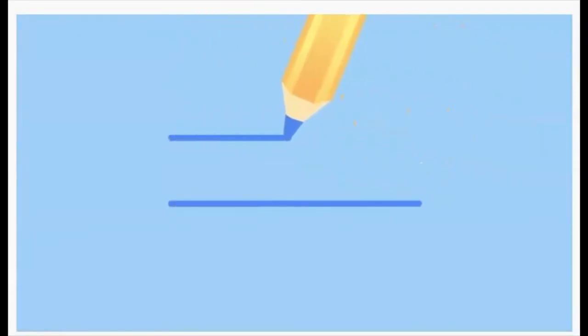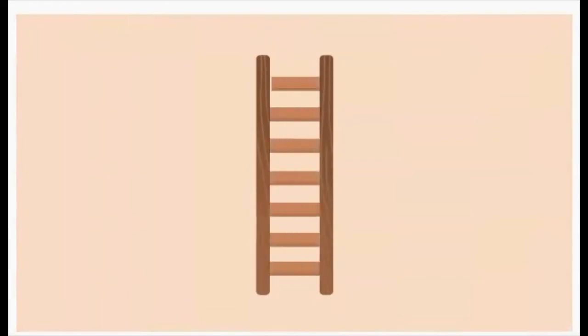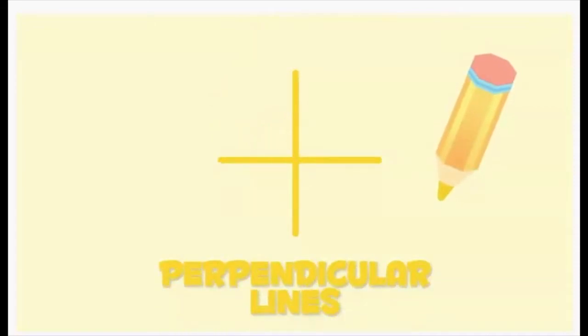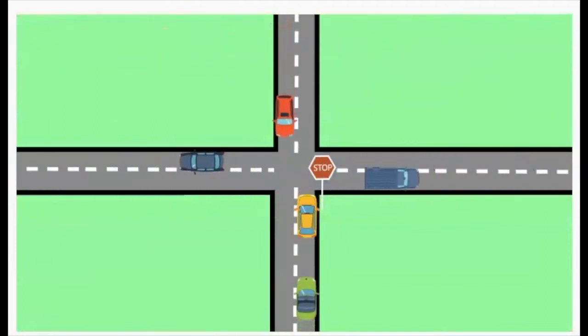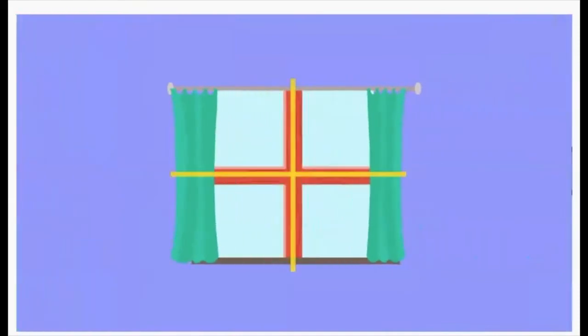Now, here's two lines, one next to the other. They're called parallel lines because they never touch. The lines in this notebook, or the steps of this ladder, are parallel. We can turn a parallel line to make it vertical. When parallel lines crisscross, they change to perpendicular lines. Perpendicular lines look like this crossroads, or the frame of this window.